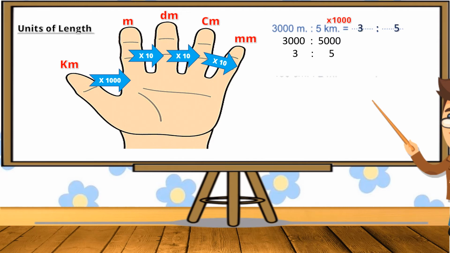Another example, 400 centimeter to 2 meter. First we see the greatest unit, which is meter. To convert from meter to centimeter, times 100, then 2 times 100 equals 200.